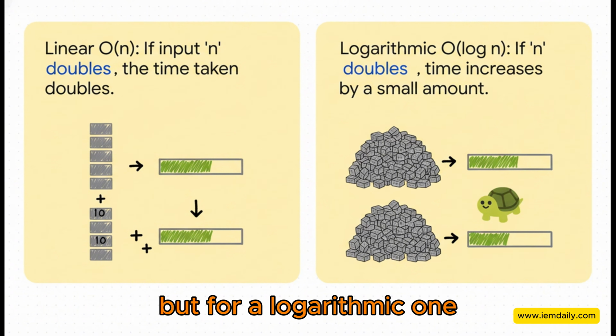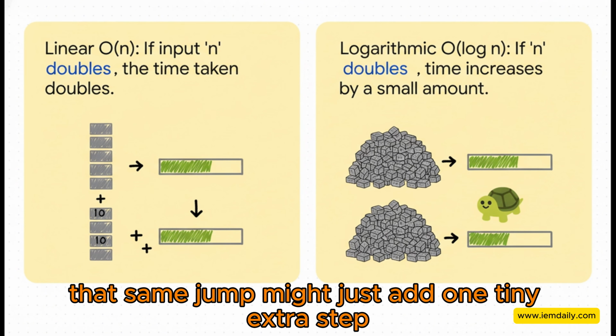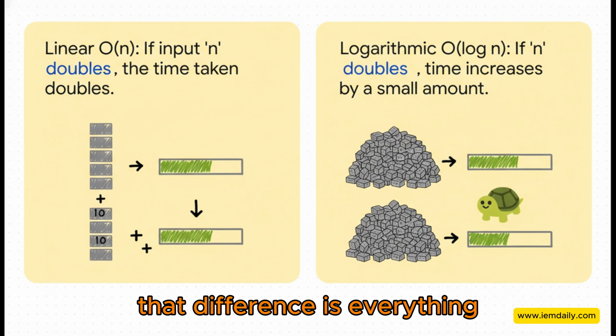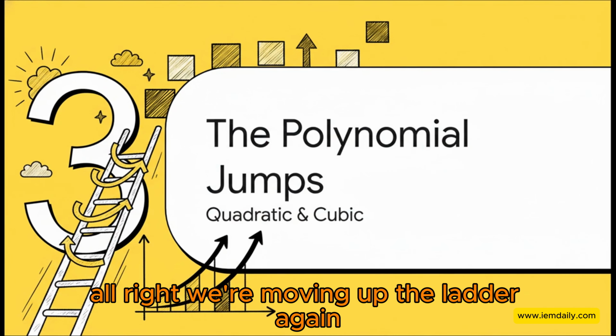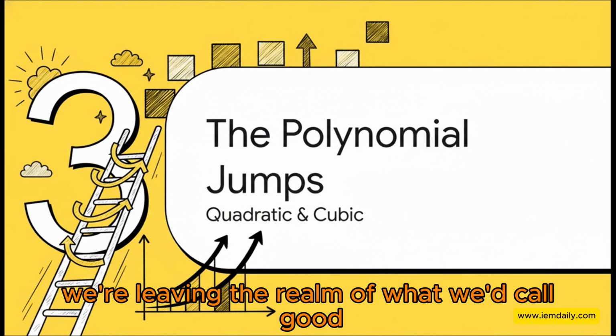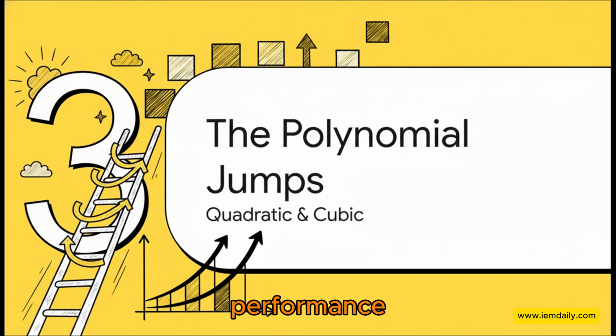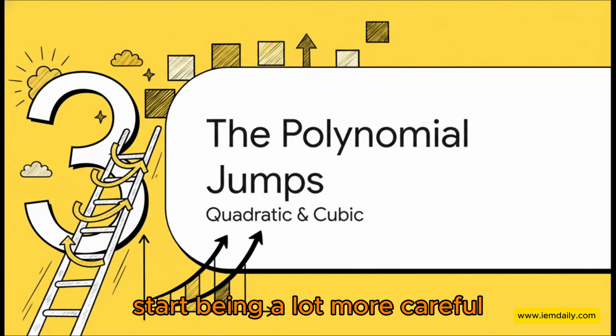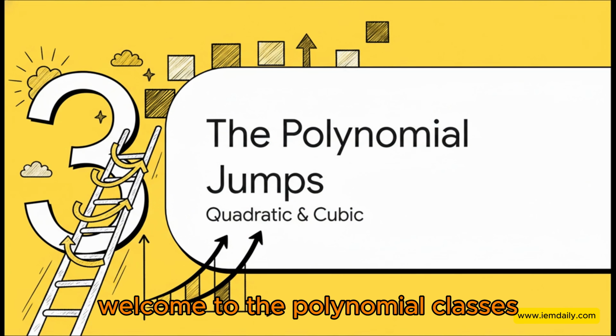But for a logarithmic one, that same jump might just add one tiny extra step. When you're building large-scale applications, that difference is everything. All right, we're moving up the ladder again, and now we're leaving the realm of what we'd call good performance. We're getting into territory where we have to start being a lot more careful. Welcome to the polynomial classes.